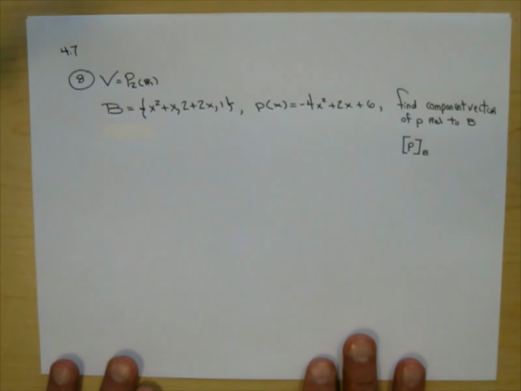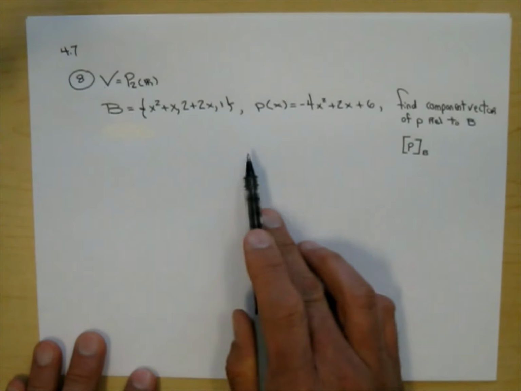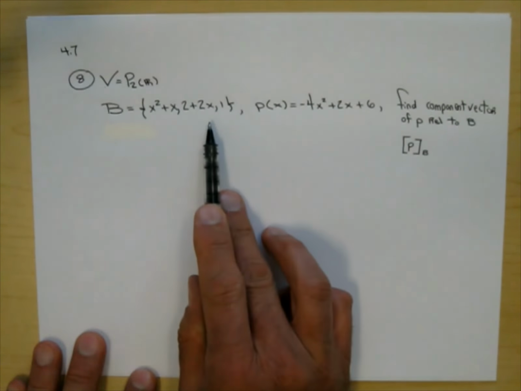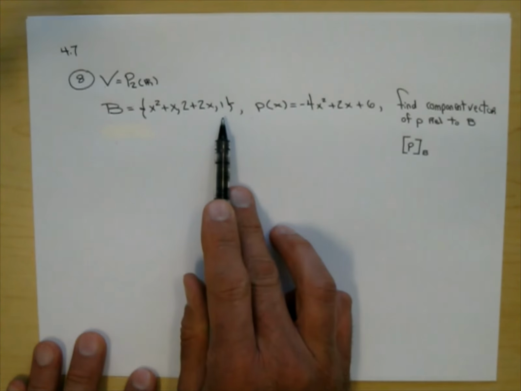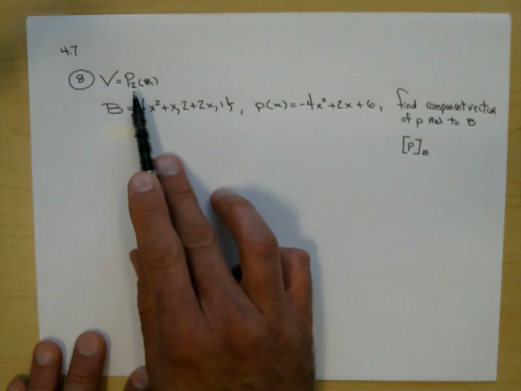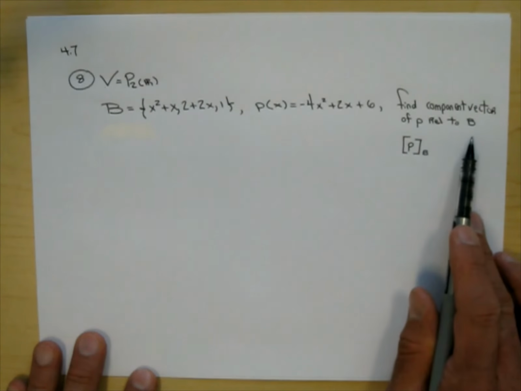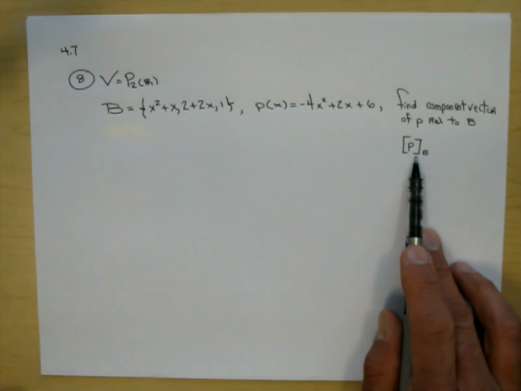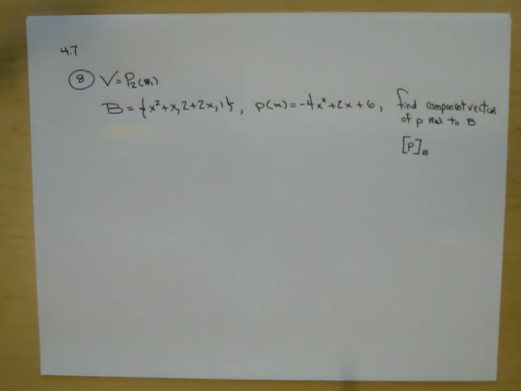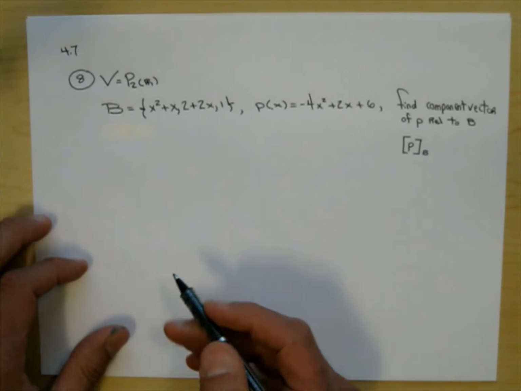Let's go ahead. I couldn't find any problems like this in the review in 4.11, so I went to 4.7, and hopefully I picked out something that wasn't in our homework. You have P2, you have an ordered basis for P2, which has 3 elements. Here's a polynomial in P2, and they want you to find the component vector of P relative to B. And then there's the notation. So what am I going to do? I'm going to write P of x as a linear combination of those basis elements.